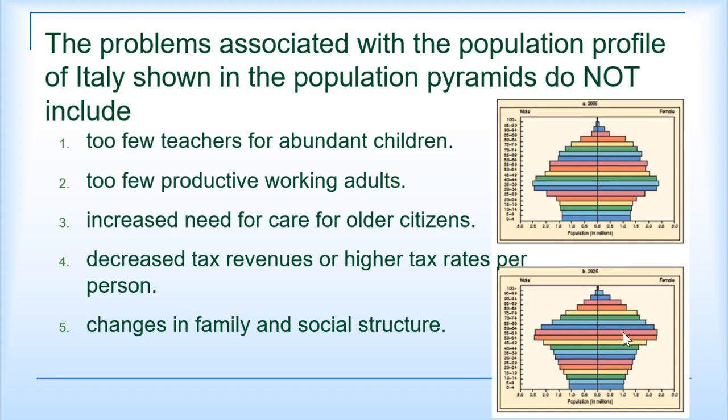Italy and many countries in Europe have the same problem as Japan, right? And so what is not included in what you can see in a population pyramid that has negative growth? Too few teachers for abundant children, too few productive working adults, the need for care for older citizens, decreased tax revenues, or changes in families and social structures. The first four we can actually see in the population pyramid. We're going to assume there are changes in family and social structures because the number of children is changing, but we don't know that, right? We can't directly assume that from the population pyramid.